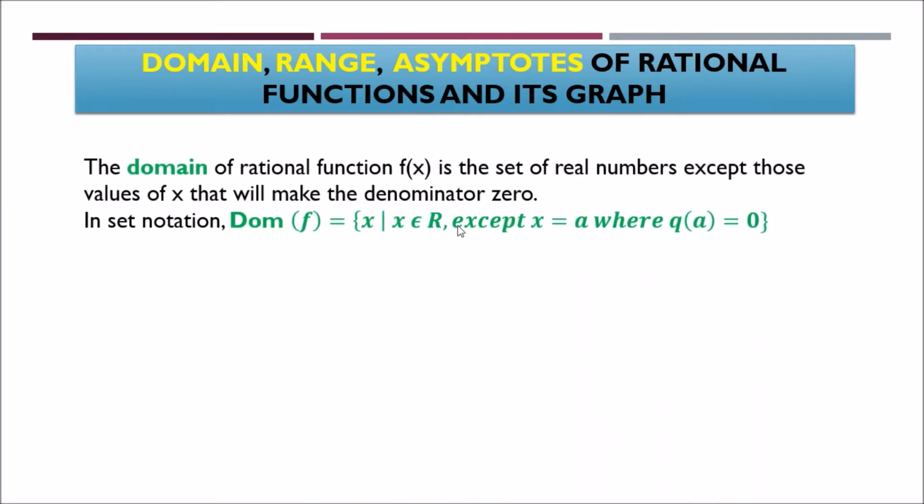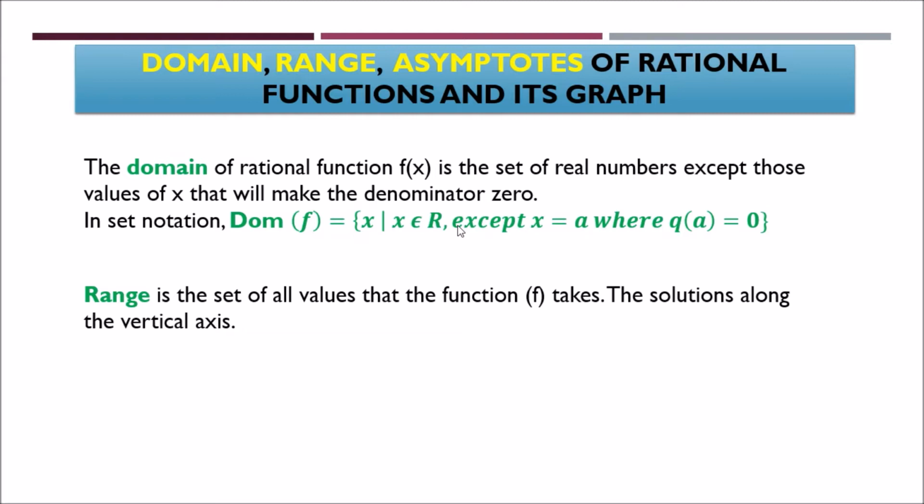In this video, we'll be learning how to find the domain, range, and asymptotes of rational functions and their graph. The domain of the rational function f of x is the set of real numbers except those values of x that will make the denominator 0. In set notation, we can write the domain as the set of x such that x is an element of real numbers except x equals a, where q of a equals 0.